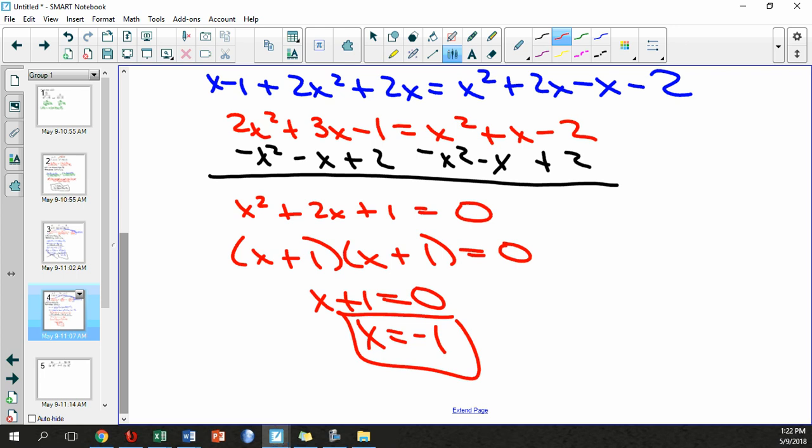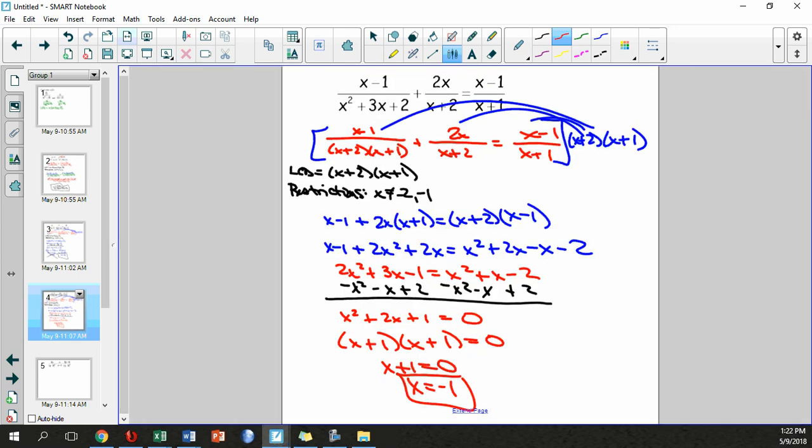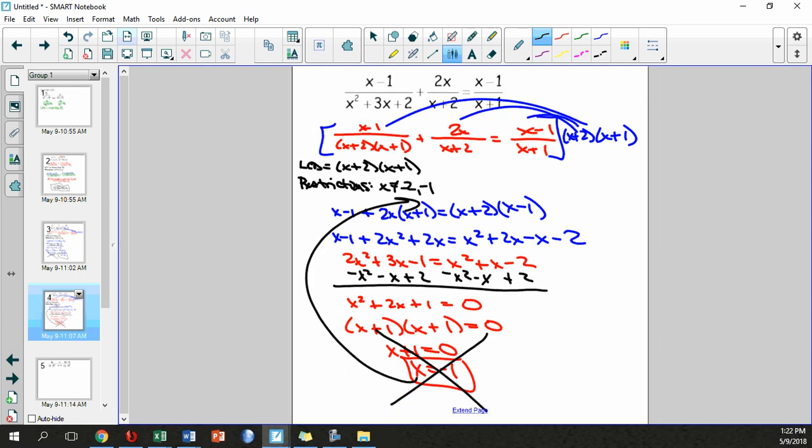Is that my answer? Why is that not my answer? Because according to my restrictions up here, it cannot be that value. So if it can't be that value, what is my answer to this problem? No solution. Do we understand that? Yes or no? Do you get it? Pretty much. But you understand the process. Okay, go.